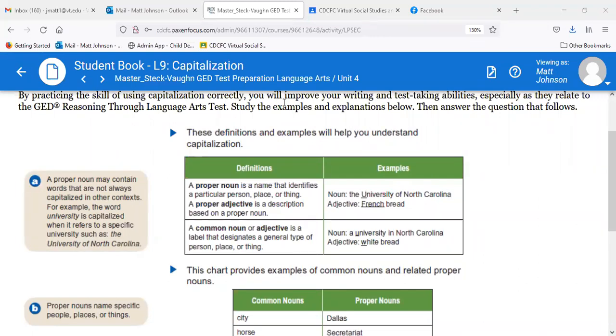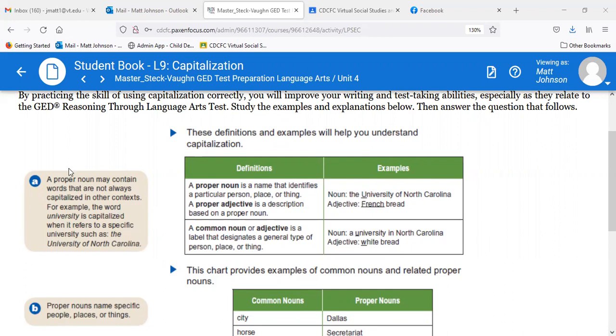So if you're not talking about the University of North Carolina or the Ohio State University specifically, it's going to just be a university in North Carolina. North Carolina, of course, still gets capitalized because it's a state. And the same thing with white bread, wheat bread, any of that, that's not specific to any nationality, there's not a proper adjective there. So we don't have to worry about any capitalization.